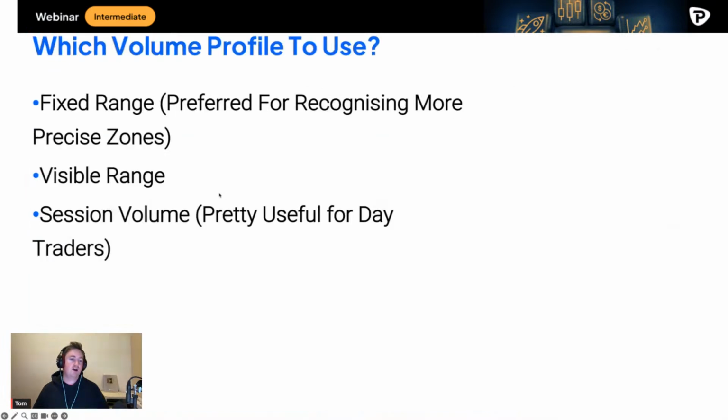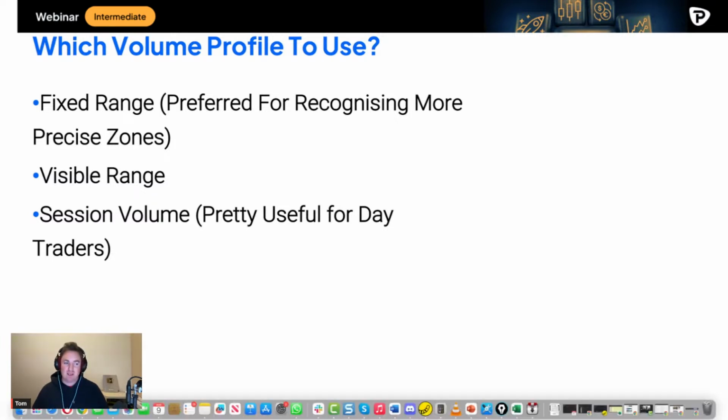So volume profile can be really, really good. Which one do I recommend, or at least I think is best on the charts? Well, I'm going to say generally fixed range is definitely preferred for recognizing more precise zones. And then there's the one that most people, I think, make a mistake with, which is visible range, which is when you put your chart on, whatever you see, it just shows you the most traded level. I like to have a little bit more precision. So I like fixed range.